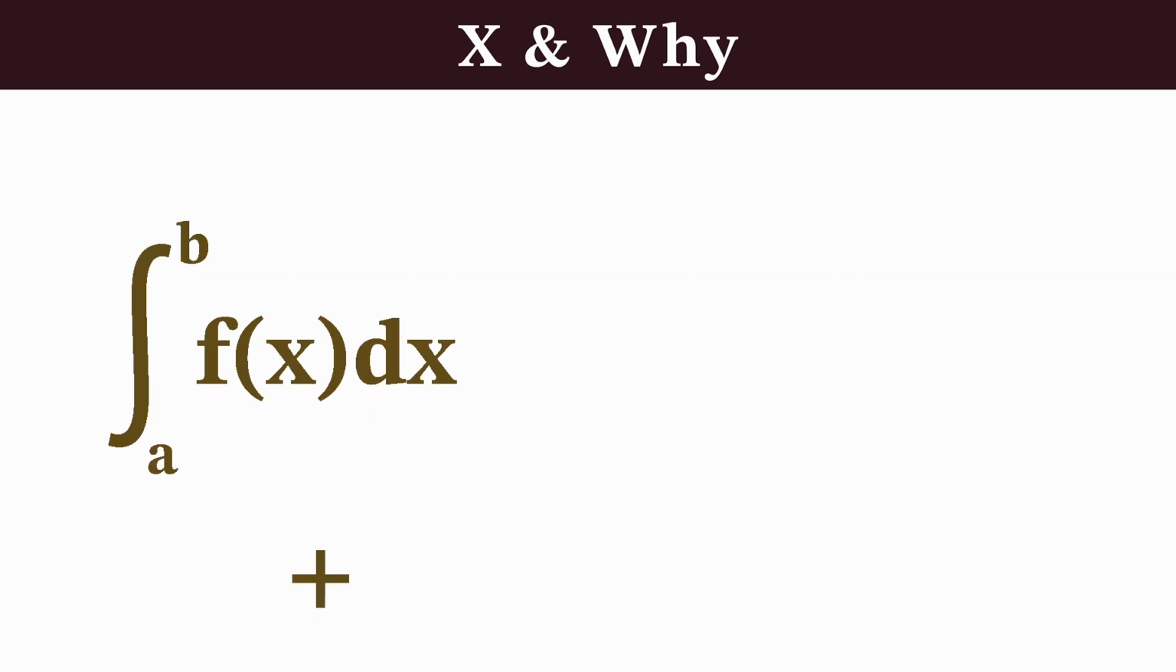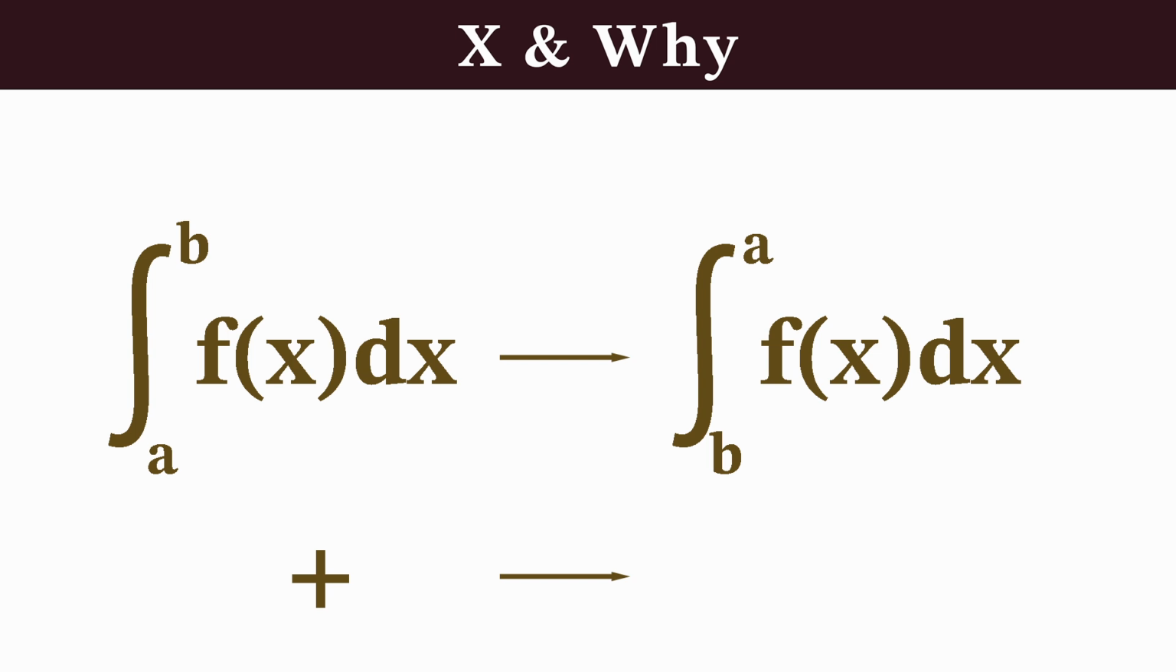If the bounds of the definite integral from a to b of f of x dx switch to the integral from b to a, the integral becomes negative. In other words, when the bounds swap places, the sign changes.